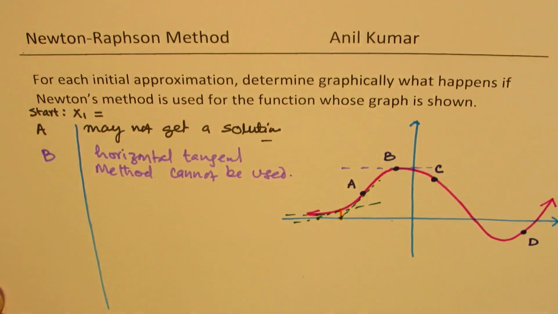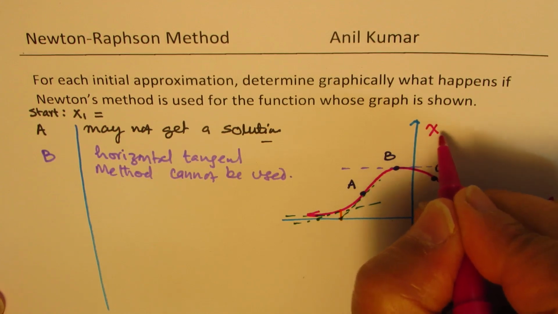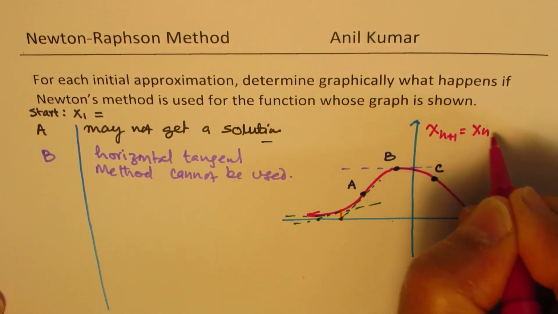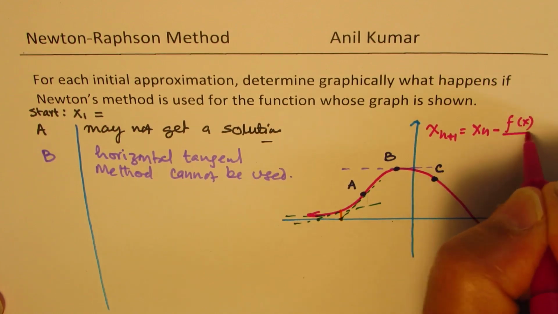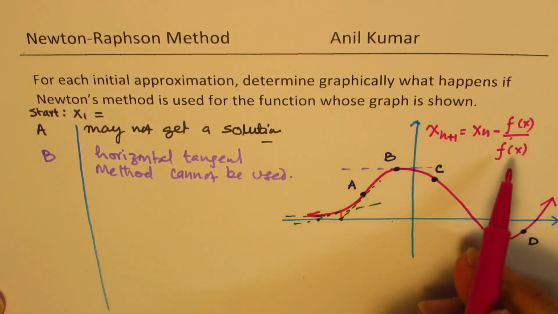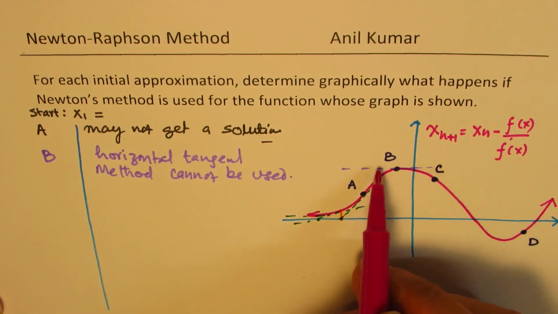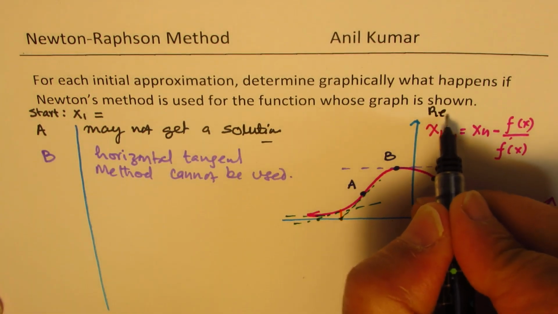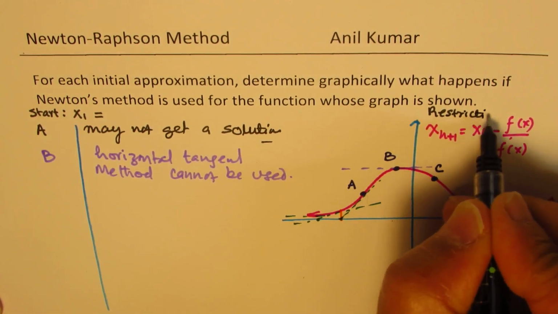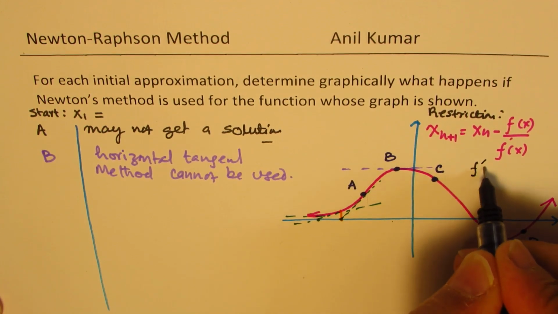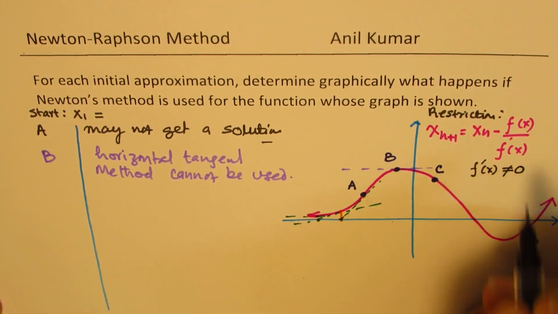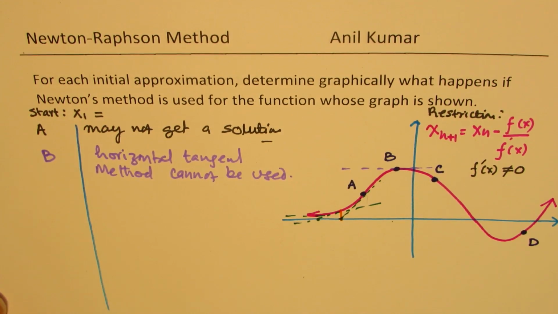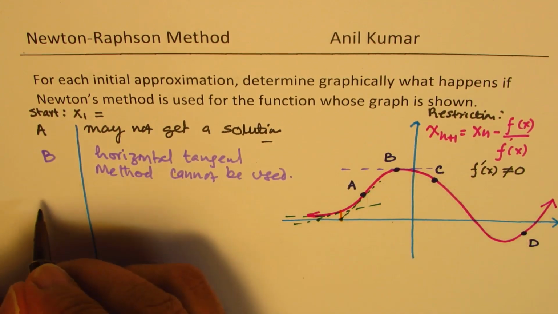Since we do not have an x-intercept for this, correct? Even otherwise, let's remember the formula: x_{n+1} is x_n minus f of x over the derivative of this function, correct? So if the derivative is 0, then you have no solution. So remember, we have a restriction here: the derivative is not equal to 0. If you get that, you cannot actually use this particular method. Clear?